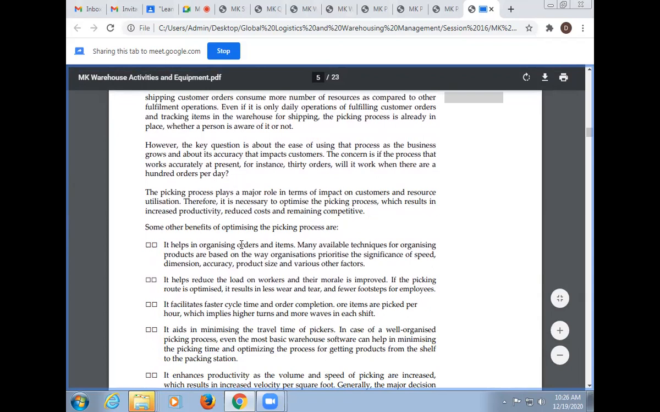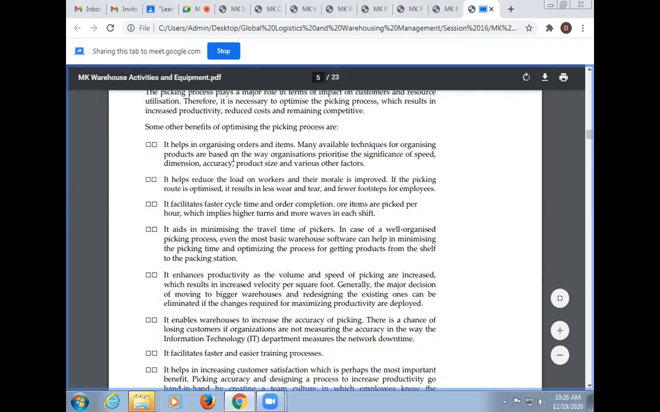Some other benefits of optimizing the picking process are it helps in organizing orders and items. Many available techniques for organizing products are based on the way the organization prioritizes the significance of speed, dimension, accuracy, product size, and various other factors. It helps reduce the load on workers and their morale is improved if the picking route is optimized. It results in less wear and tear and fewer footsteps for employees.